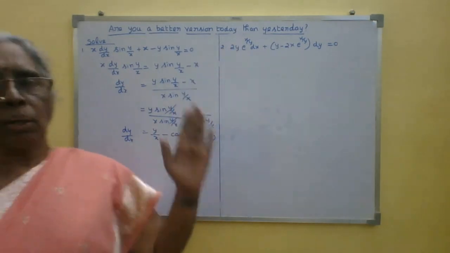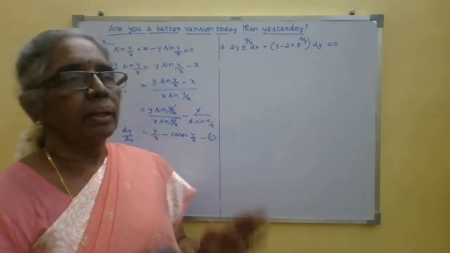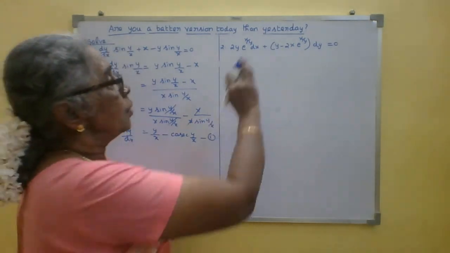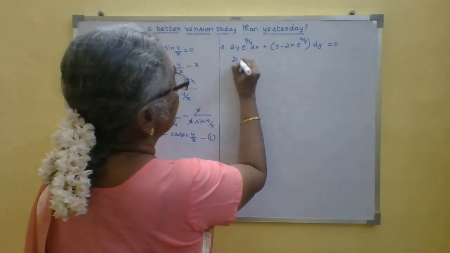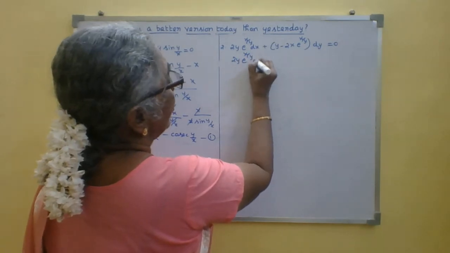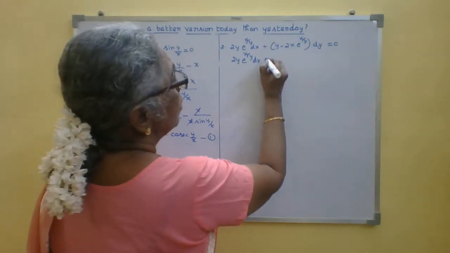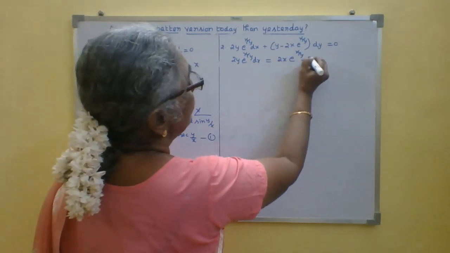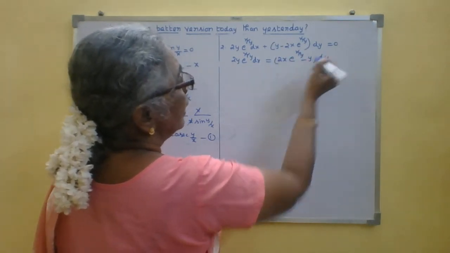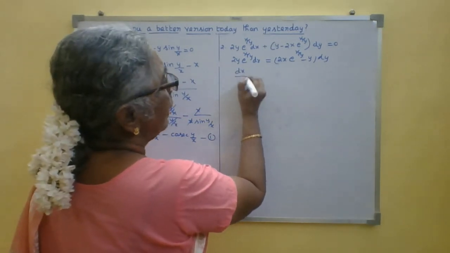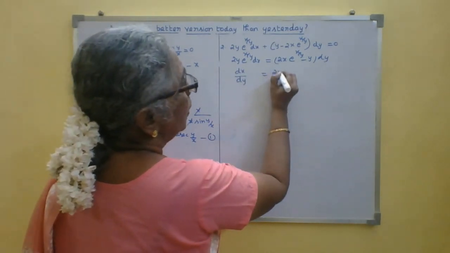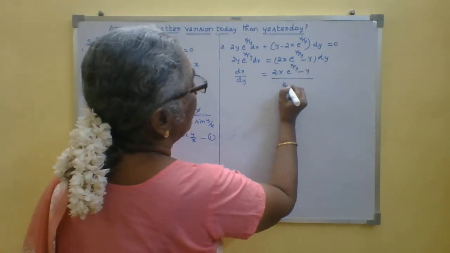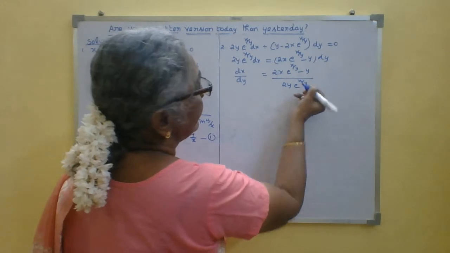Now here, because you have an x by y in the power, bring it to the format dx by dy. Okay, that is the first difference. So now keep the dx term here. Take this term there. So naturally the sign will now change. This will become positive. Y will become negative. Right? Now write dx by dy, that is equal to 2x e power x by y minus y by 2y e power x by y.